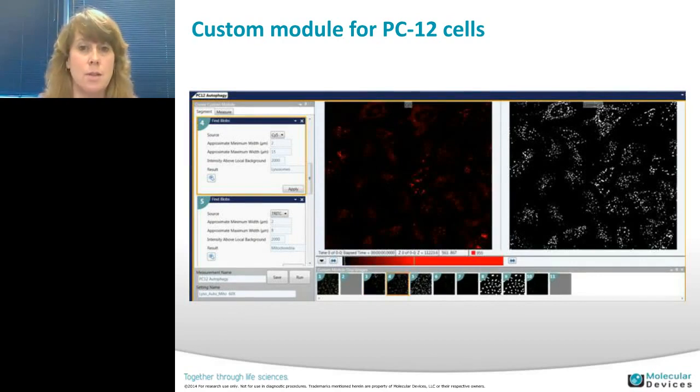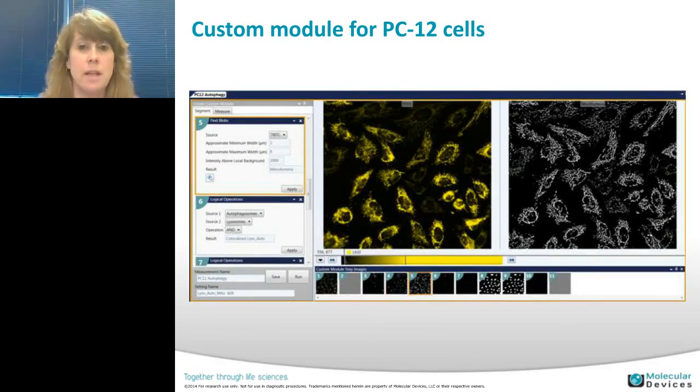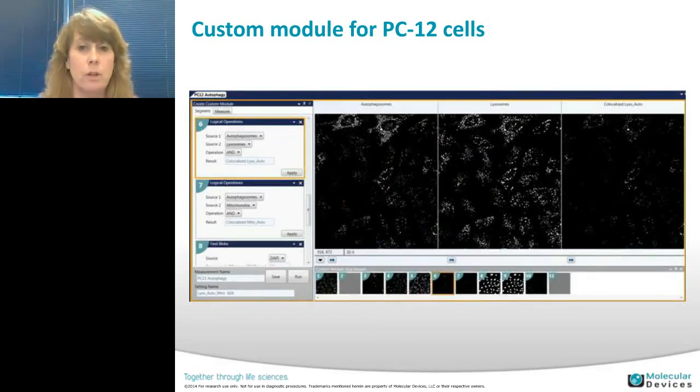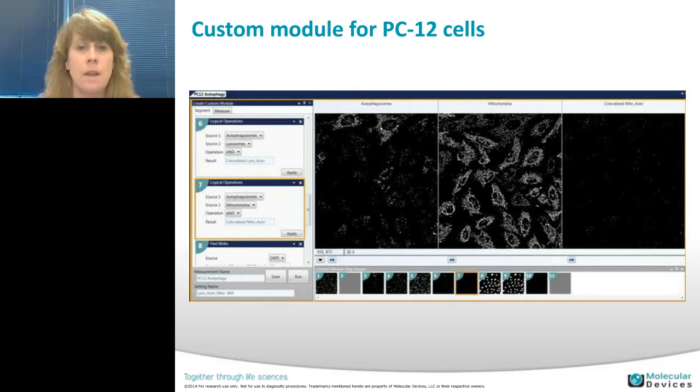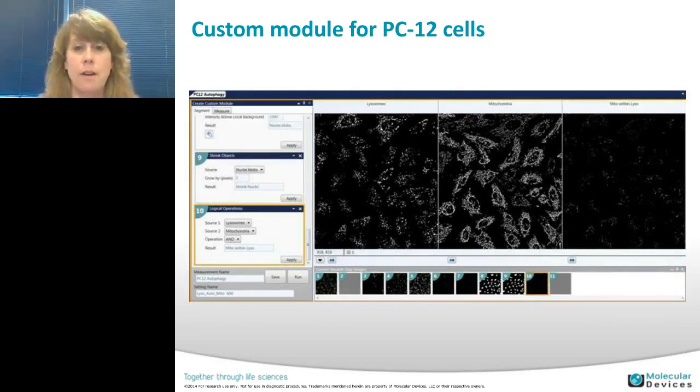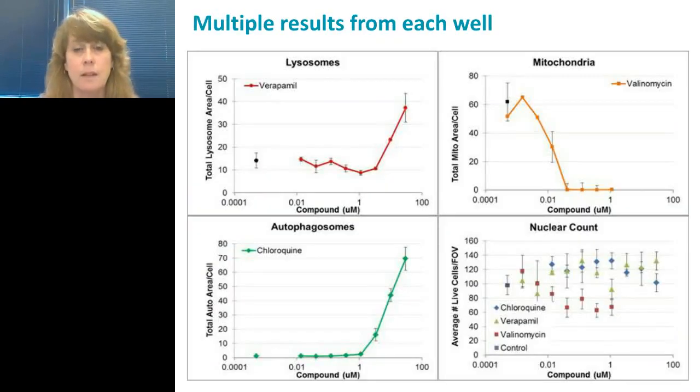Same thing for the lysosomes. Then in the TRITC channel, finding the mitochondria, and even going a little bit further, this shows the autophagosomes and the lysosomes where they are overlapping. Simply, it's just a logical where the masks are overlapping. These are areas of co-localization. And same with mitochondria and autophagosomes. And the third one. So what this allows you to do is get multiple outputs from every single well.